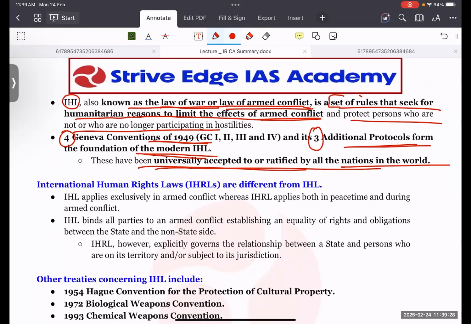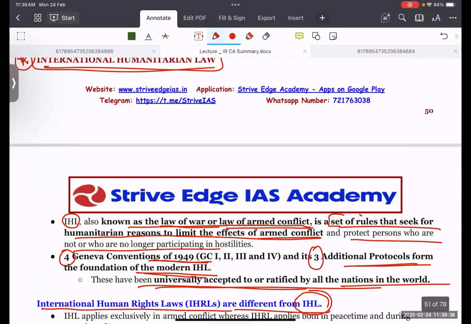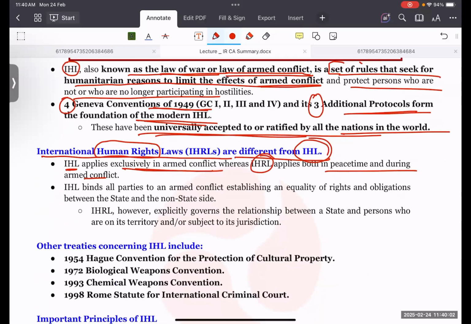Now, the international human rights laws are different from the IHL. So what is this international humanitarian law which we have discussed now? This particular thing is different from the international human rights laws. In what ways? The international humanitarian law applies exclusively in armed conflict. That is why it is called the law of war or the law of armed conflict. But IHRL will be applied both in peacetime as well as armed conflict. You have to remember these two. There can be a question on this. The change of words can be given in this particular regard.